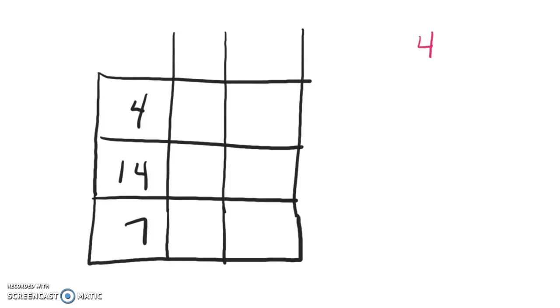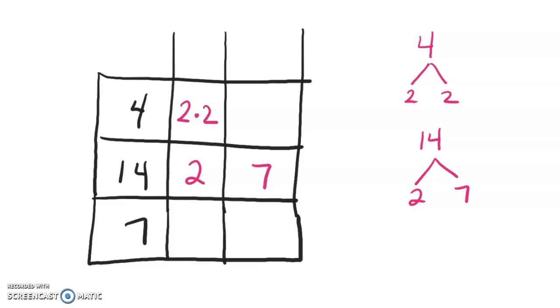So what does it mean to be a prime number? A prime number is divisible by itself and 1. 4 is not prime because it is divisible by 2. 2 is prime. So we make these little factor trees, and then we say, okay, 4 is made up of 2 times 2. How about 14? Is 14 prime? It is not. 14 is divisible by 2 also. It's 2 times 7.